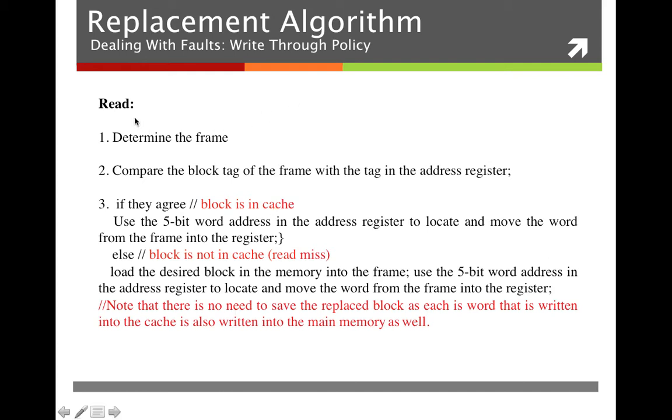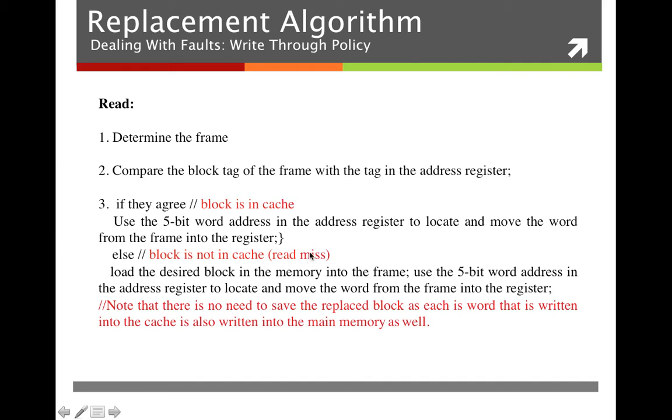So the idea is this then: to read, we determine the frame. The frame is basically picked out of the 2 bits after the leftmost bit in the example we did, and our block needs to be there if we were to make any changes to it. So we take the block tag of that block sitting in that frame, and compare it to the block tag that is coming with the address generated by our CPU. If they agree, then we have the block in cache. All we have to do, since we're reading, is use the 5-bit word address from the remaining of the 8 bits, locate the word in the block within that frame, and be done with the read process.